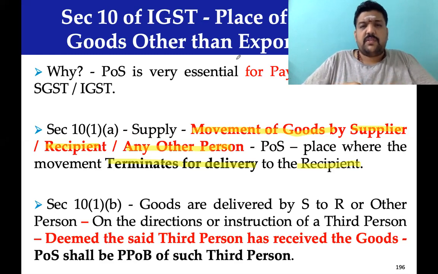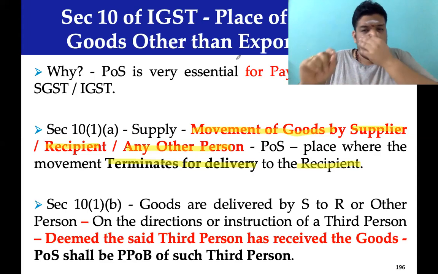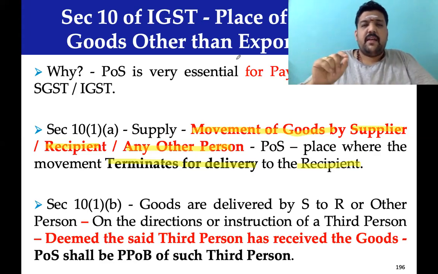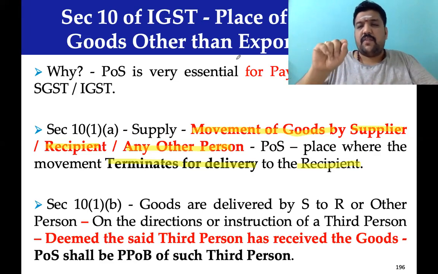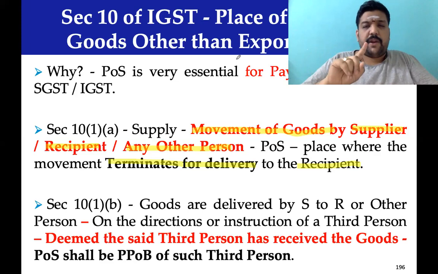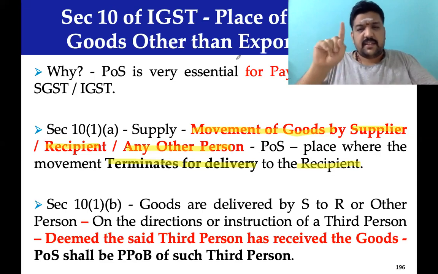The movement of goods from Vizag to Kochi is handled by the supplier. Supplier moved the goods from Vizag to Kochi. What is going to be your place of supply? One caution point here: place of supply always will be state. Place of supply can never be districts, never can be anything. Place of supply means always it is state.